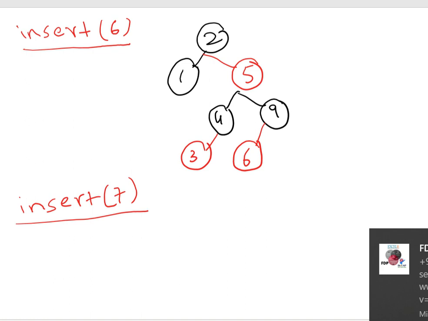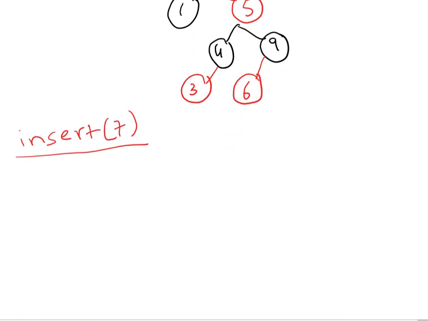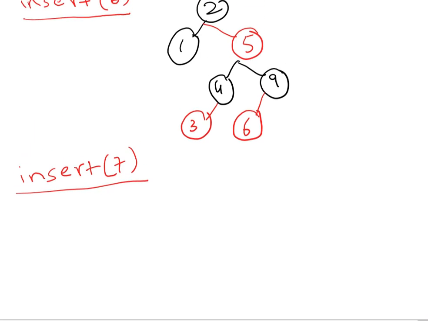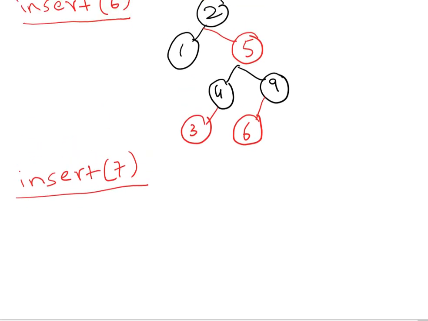Now insert 7. How to insert 7 into this tree? Where will it be? Let me draw the current tree. Now it's a complex step. You should understand very clearly. With this step I will end this topic. Once again I will repeat it.